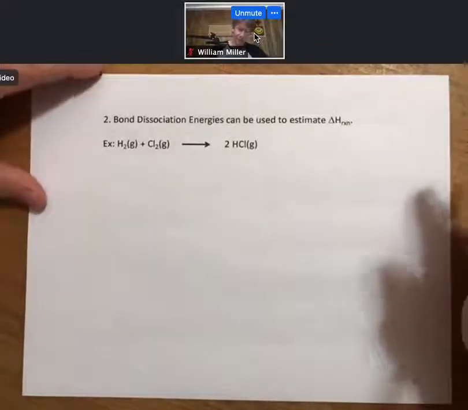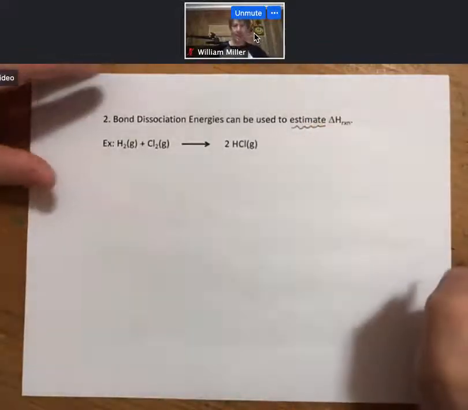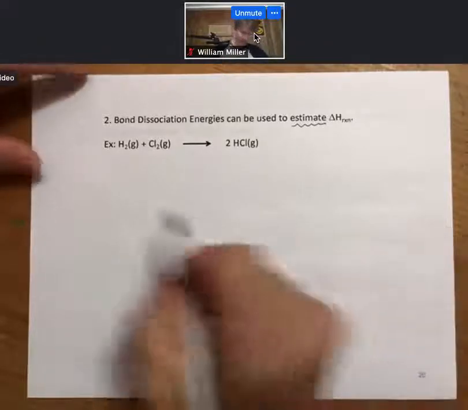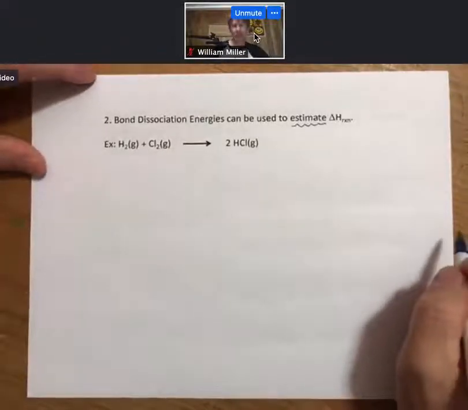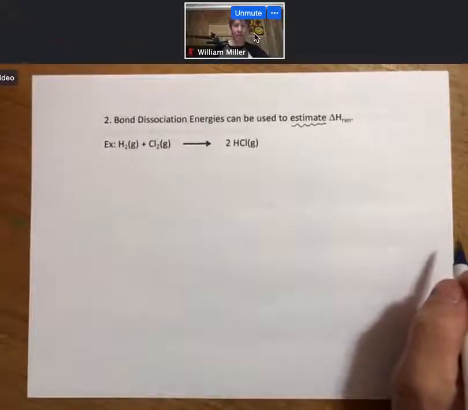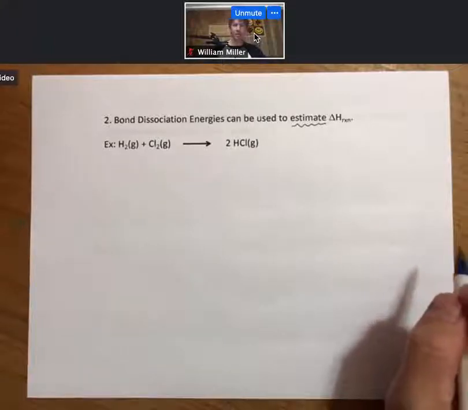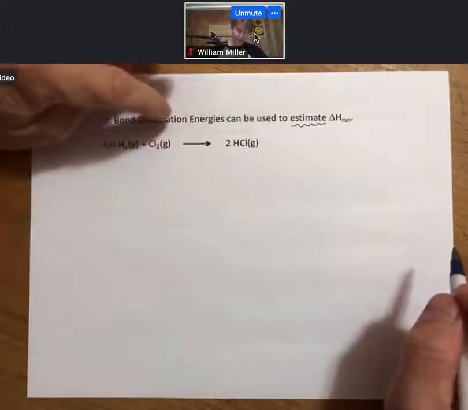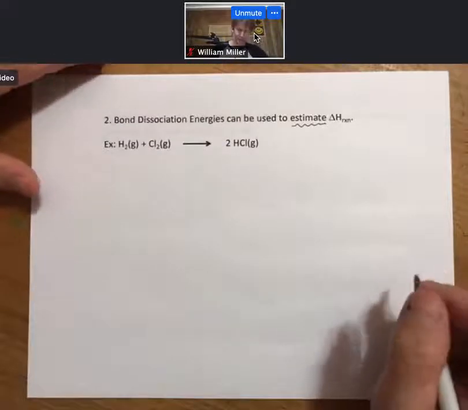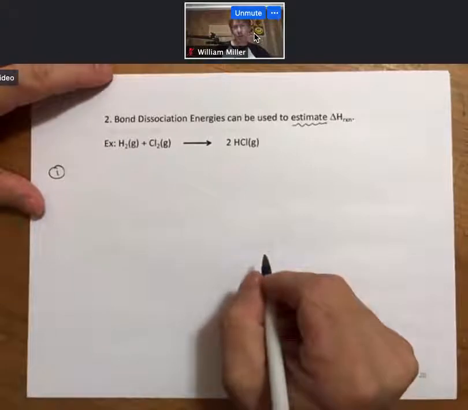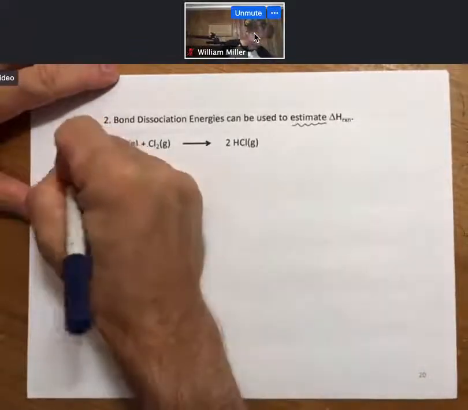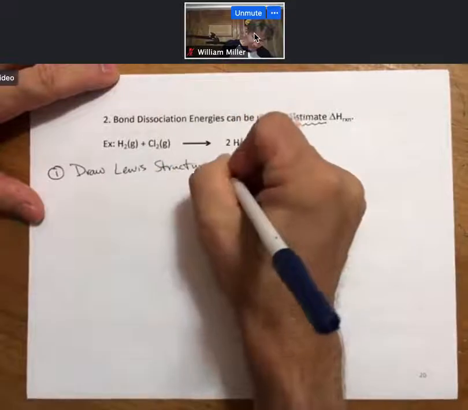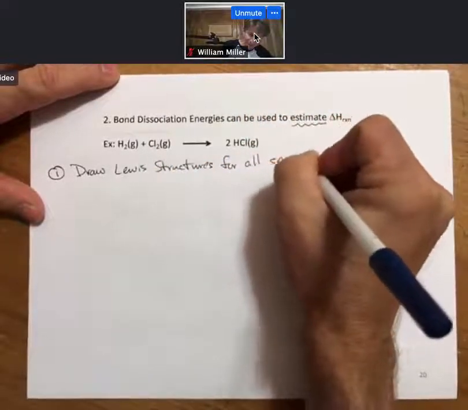Now, bond dissociation energies can be used to estimate delta H of reaction. These are estimates because we're using aggregate numbers, and these estimates are best when all the materials are in the gas phase because gas phase molecules have no other attractions to other molecules, and so we can focus just on bonds being made and broken. And the process goes like this. So when given a reaction and asked to estimate delta H of reaction, step one, you draw Lewis structures for all species. And by species, I just mean reactants and products.